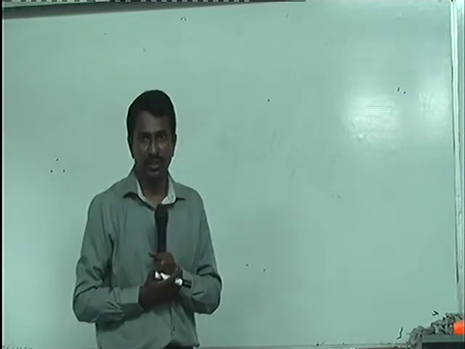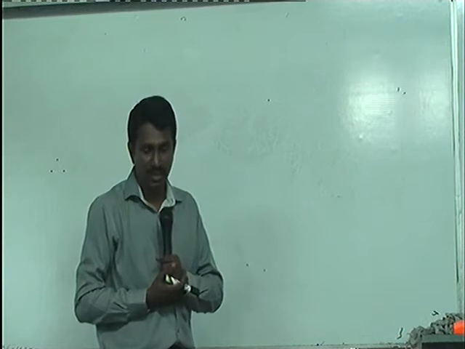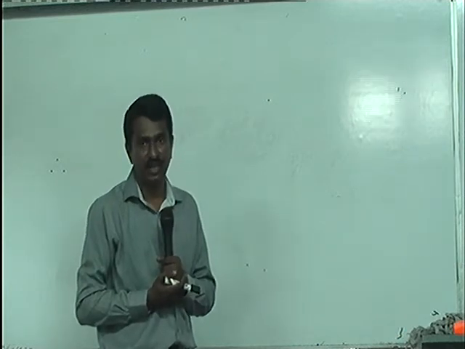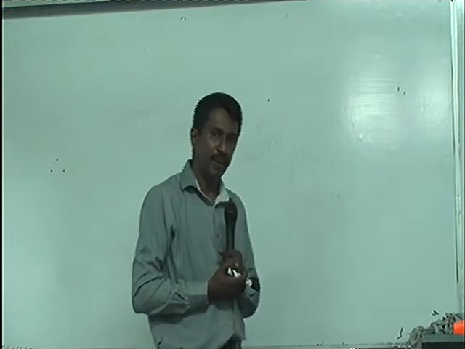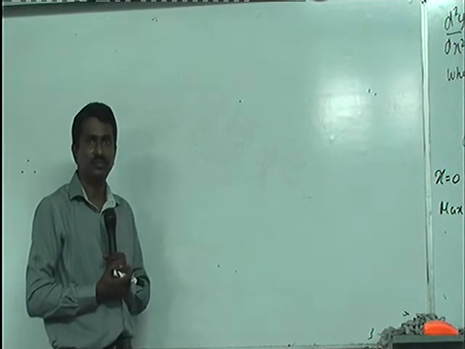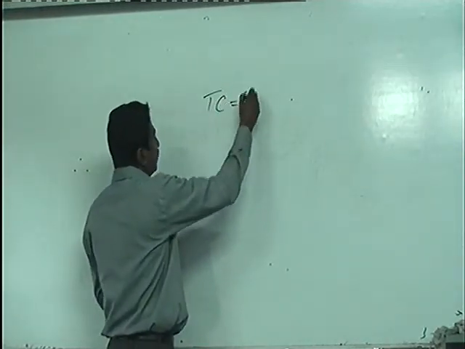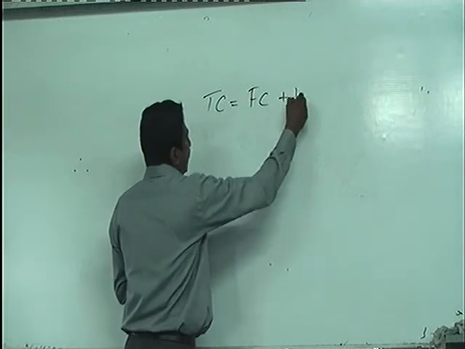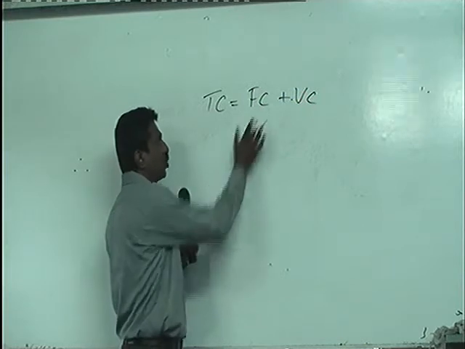What is the cost function? Because I need the application side, you need to update the memory of what is cost and what is revenue. So what is the cost function? We basically separated cost into fixed cost and variable cost. So the total cost is equal to fixed cost plus variable cost. Right?